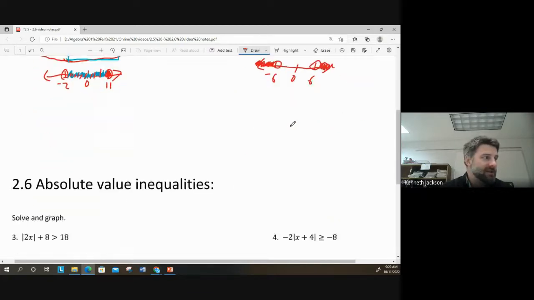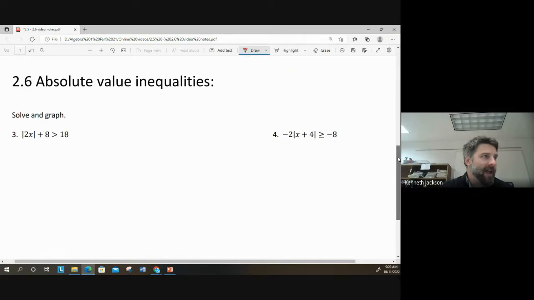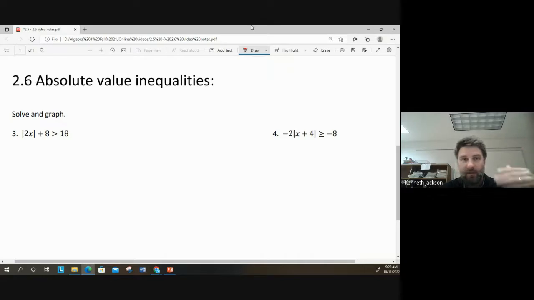For section 2.6, absolute value inequalities. They solve a lot like absolute value equations. Again, this was an earlier video, chapter 1, section 5 or 6. I can't remember the exact section number. But in order to solve, we first have to get the absolute value bars by themselves. So to get rid of a plus 8, I subtract 8. That's the absolute value of 2x greater than 10.